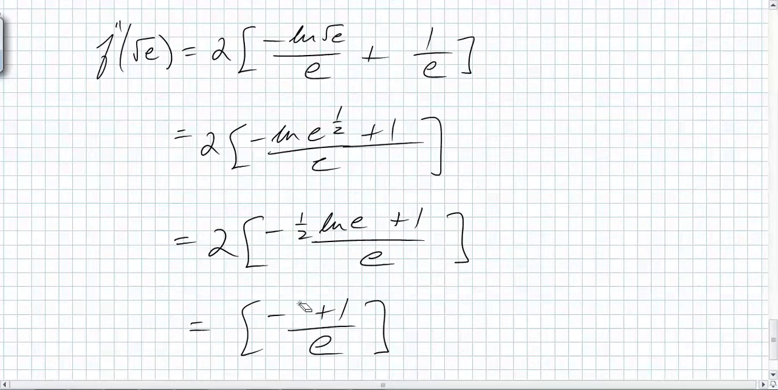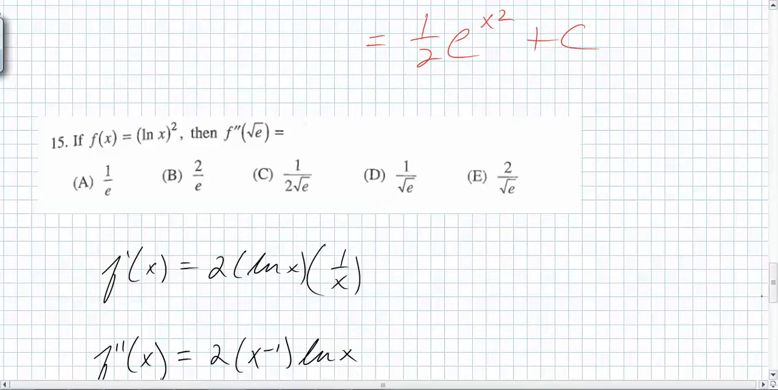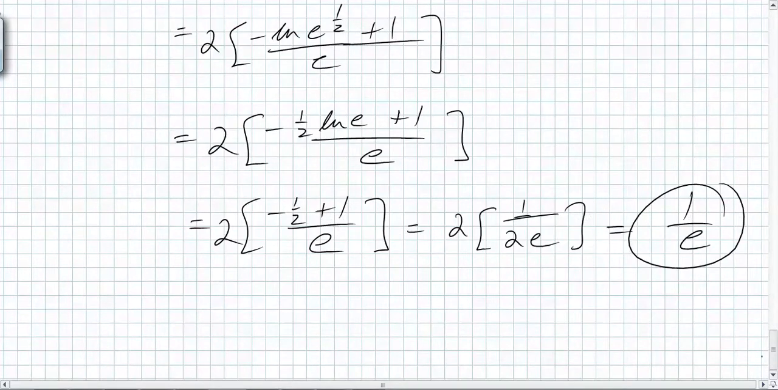Oh, so negative 1. Negative what? Sorry, negative 1/2 times 2. Yep. So what do you end up with? 2 times 1 over 2e. So it's 1 over e. Is that one of the answers? You don't have to use it. You can if you want.